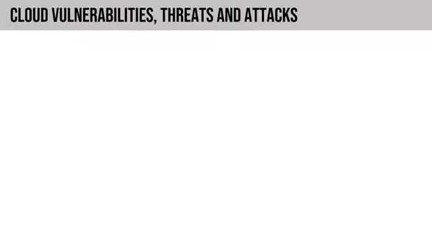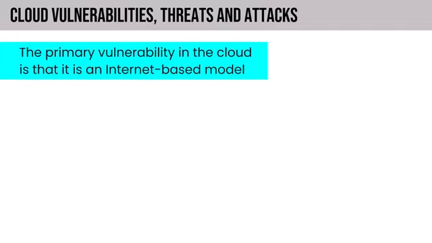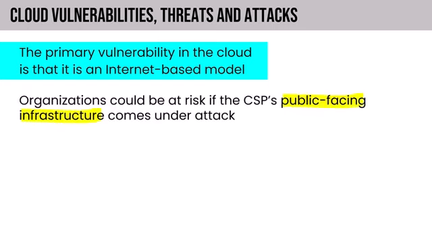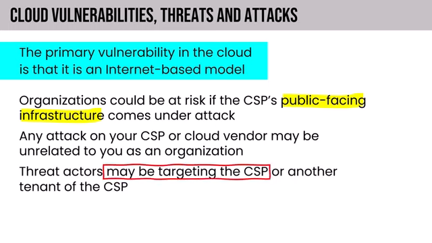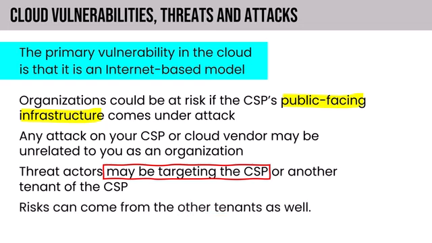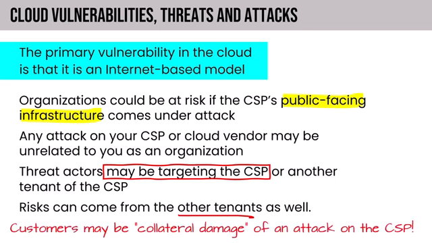So let's shift gears and talk about cloud vulnerabilities, threats, and attacks. The primary vulnerability in the cloud is that it is an internet-based model. Organizations could be at risk if the CSP's public-facing infrastructure comes under attack. Any attack on your CSP or cloud vendor may be unrelated to you as an organization. Threat actors may be targeting the CSP or another tenant of the CSP. Risks can come from other tenants as well. Customers may be collateral damage of an attack on the CSP.